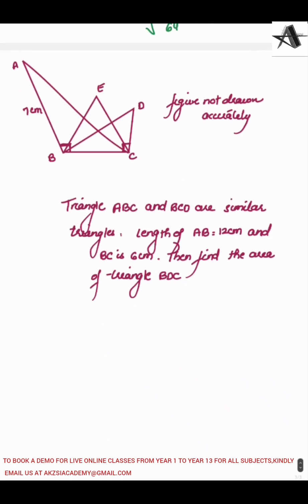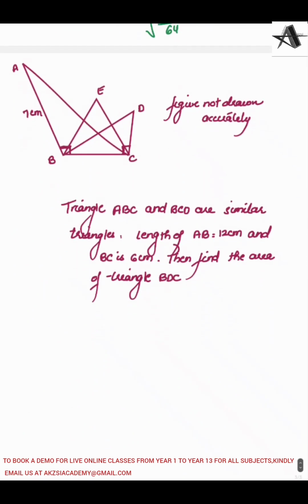Moving on to the next question. Triangle ABC and BCD are similar triangles. Length AB and BC is given as 6 centimeters and 12 centimeters. Find the area of triangle BDC. Okay, let me just focus on what exactly is happening. So ABC and BCD, that means this one and this one, they both are similar.